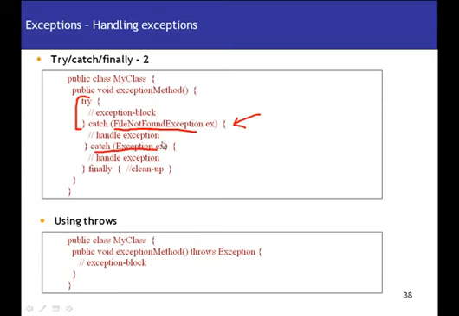So this is one more way you can handle your exceptions using try catch finally. Okay. So this is all about handling your exceptions. But there is one more thing you can do when you have exceptions in your code, and that is you can throw exceptions to the method which actually called your method.